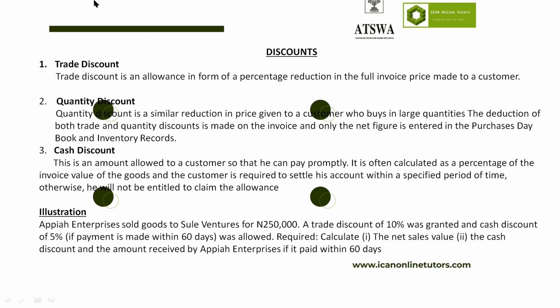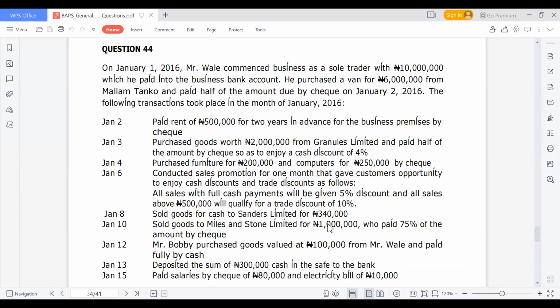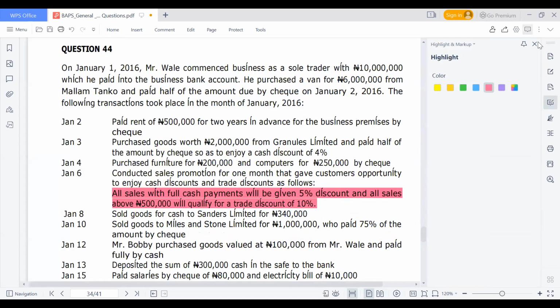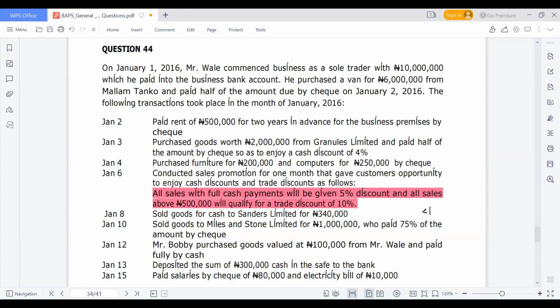And look at this question that we will be looking at now. Let me show you something now, so that as I'm saying it, you also look at it. Look at this particular paragraph now. They say all sales with cash payment will be given 5% discount, and all sales above 500,000 will qualify for a trade discount of 10%. That is the instruction now.